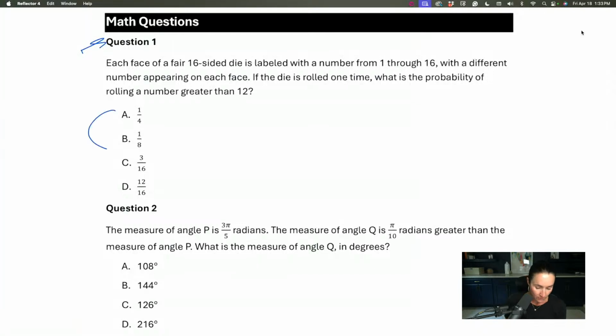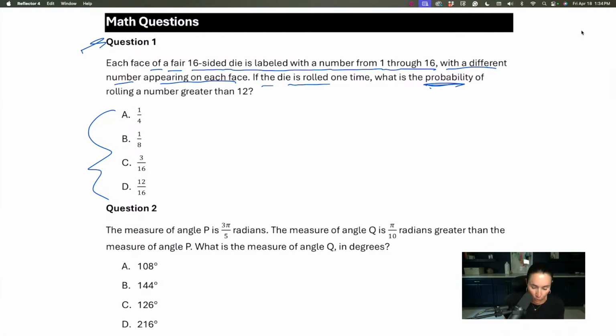All right, I can see my answer choices. I'm always looking around. I'm working backwards. It's in a fraction form. I can see here this word probability. So right away, I want to think probability, part over whole. Let's have a look. Each face of a fair 16-sided die is labeled with numbers 1 through 16. So it's one of those crazy dice that have all the different numbers on it. And it says with a different number appearing on each face. So it's 1 through 16 and no numbers repeat. So just 1 through 16.